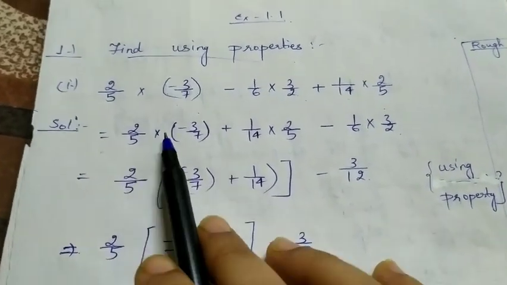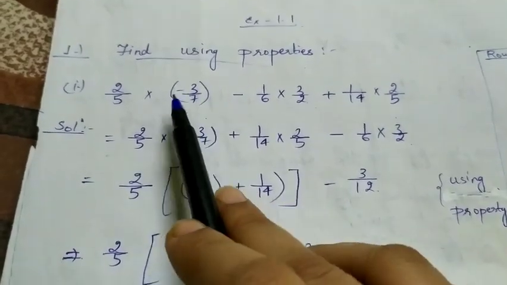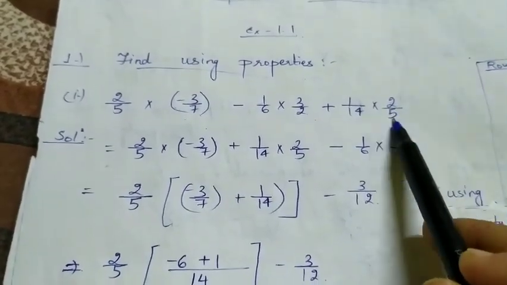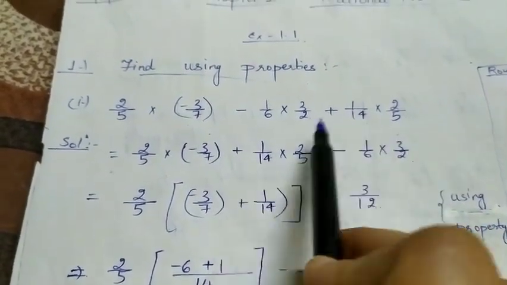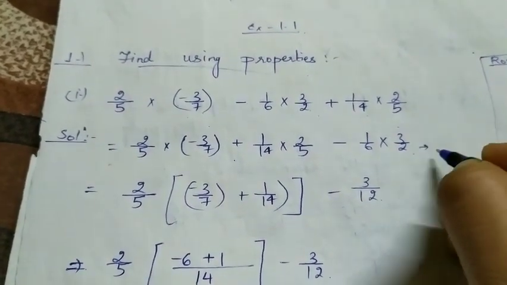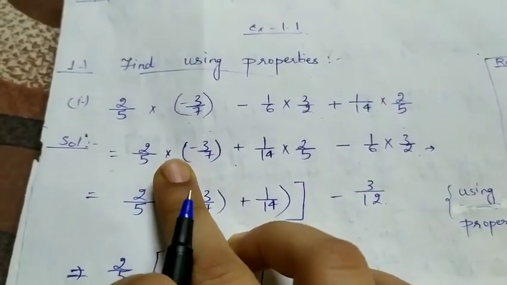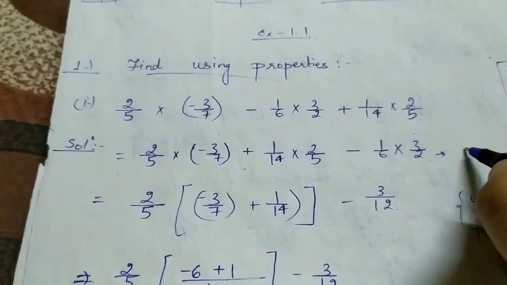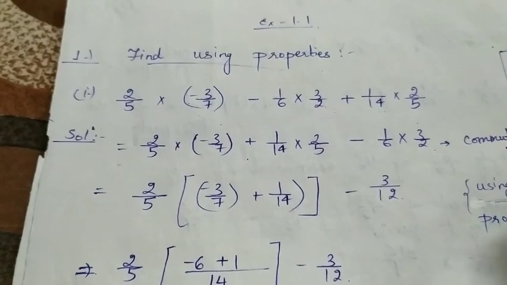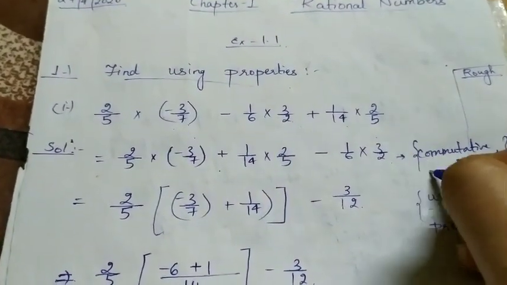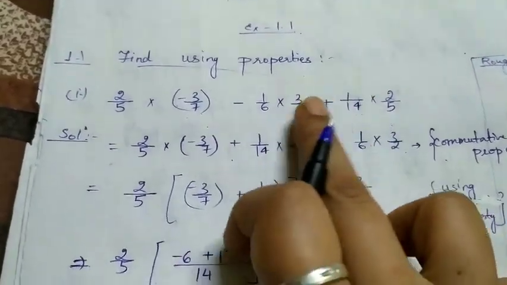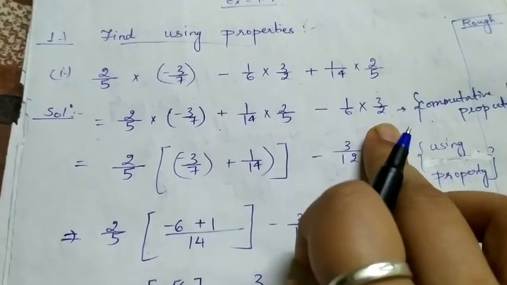So how are you going to do it? Can you see something in the question? That is 2 by 5 into minus 3 by 7, and here it is 2 by 5 into 1 by 14. Can you group these terms together? By which property are we able to do this? By using the commutative property. You have to write in the bracket that you are using the commutative property and grouping the terms, and the rest of the terms will be noted as they are.